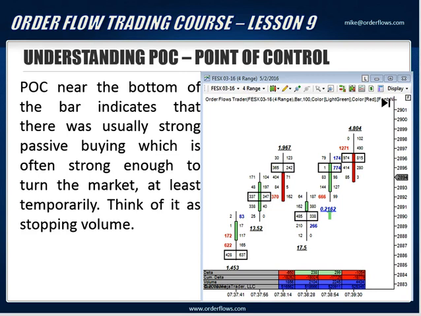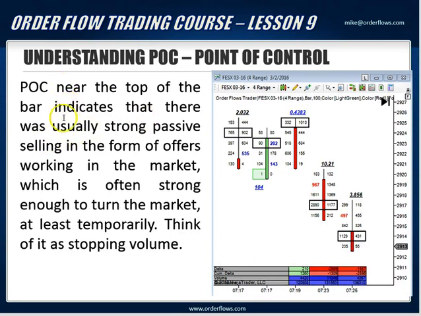Point of control near the bottom of the bar indicates that there's usually strong passive buying, which is often strong enough to turn the market, at least temporarily. Think of it as stopping volume. So you can see down here at the bottom, this first bar at 737, you have point of control right at the bottom. That's where the heaviest volume was. The market couldn't get past it. The market rallied, came back down, came near it and rallied back up. But it's appearing down here at the bottom, and that's a sign that there was heavy volume down there transacting to support the market.